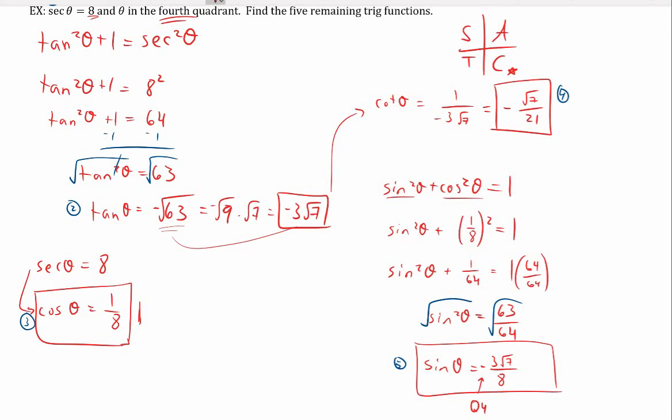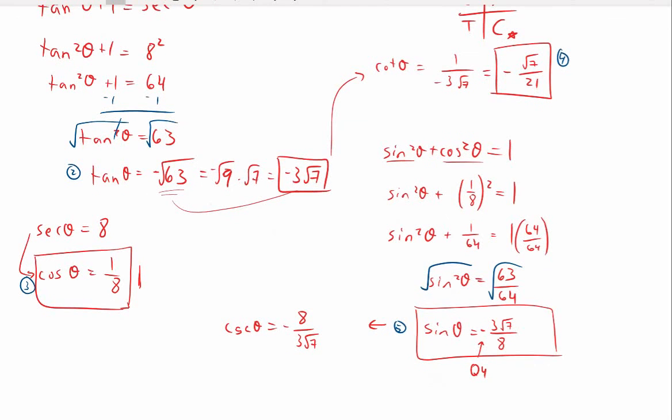Sorry to go backward. But we know that sine is the reciprocal of cosecant. The last value that we're missing is cosecant. Cosecant of theta then is the reciprocal of sine. That would be negative 8 over 3 square roots of 7. If I were to rationalize that, this is a little kooky here, but we would get negative 8 square roots of 7 over 21. And that is our sixth and final trig function value.